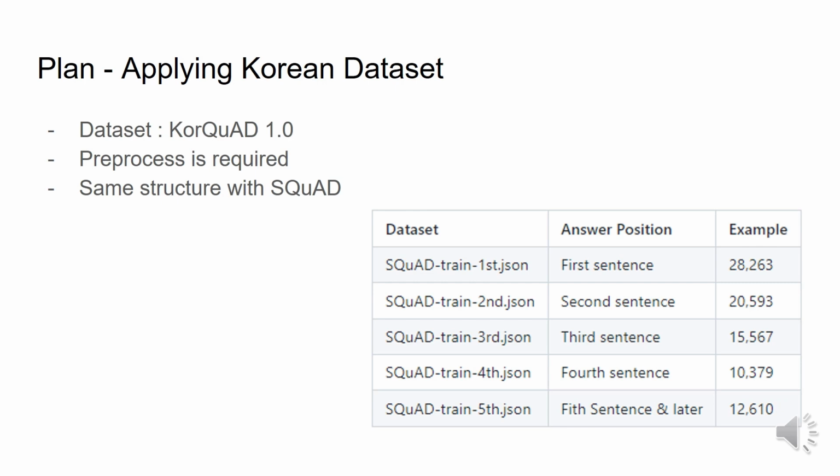Now I will talk about our plans to modify the original paper. Our first approach is applying a Korean dataset. We will use the KorQuAD 1.0 dataset. The first thing we need to do is pre-process the dataset.